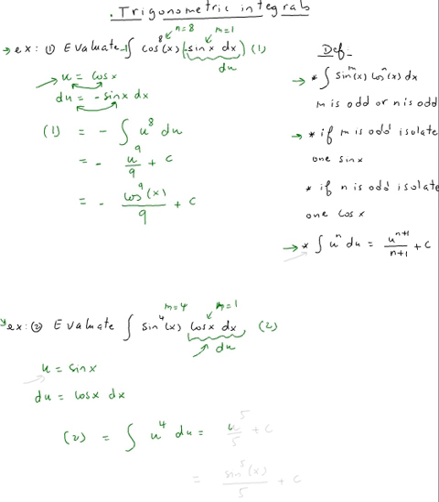Now this is equal, I'm using this formula, which is the general power rule. This will be u, 4 plus 1 is 5, over 5 plus c, and then all we need to do is replace u by sine x. So this will be sine^5 of x over 5 plus c, and that's it.